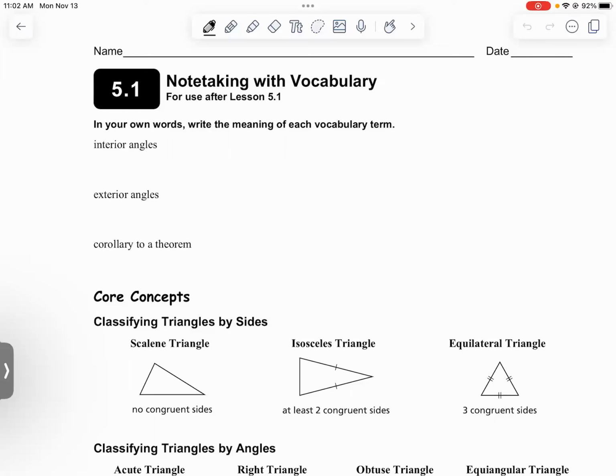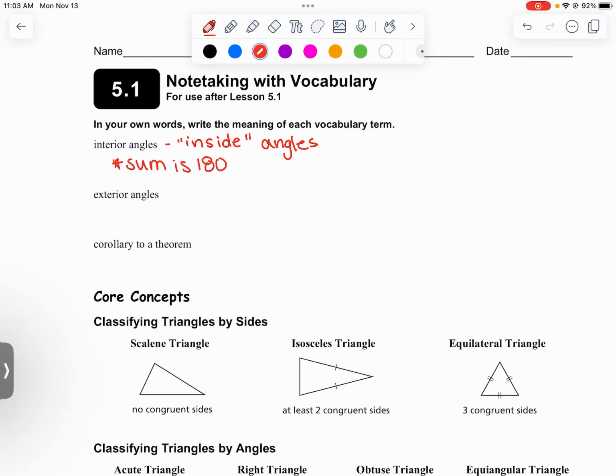So on page 125, when we are talking about triangles, we have interior angles and exterior angles. What do you suppose interior angles mean? On the inside. Oh, we're working with triangles. Brayden, what can you tell me about the 3 interior angles of a triangle? They'll add up to 180. Okay, our sum is 180 degrees.